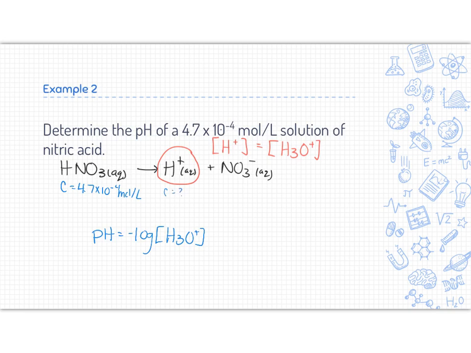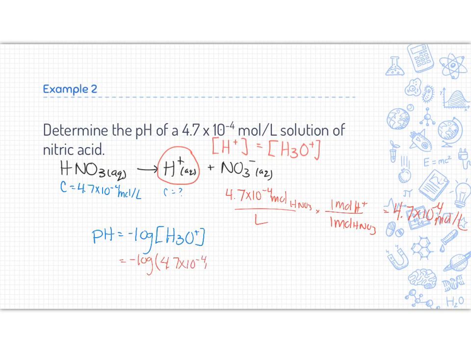In this case, it looks very straightforward. We have 4.7 times 10 to the negative 4 moles per liter of HNO3 and a 1-to-1 ratio to convert to H3O plus. So there's 1 mole of HNO3 reacting to make 1 mole of H plus. Therefore, the concentration of H plus is just going to be the same. So 4.7 times 10 to the negative 4 moles per liter. And that's what we can put into our pH formula.